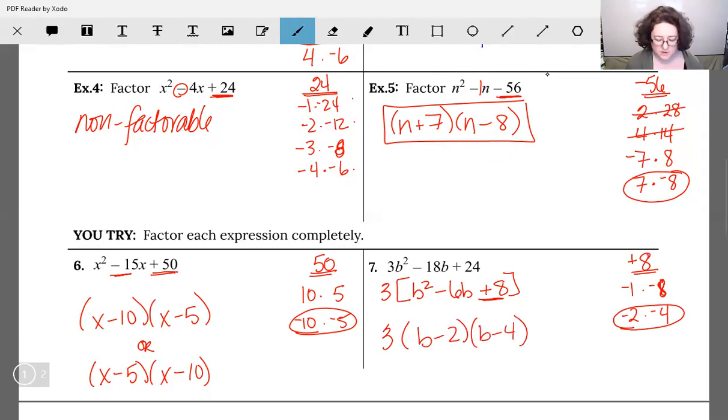And again, I could do this in any order as long as I'm keeping the b minus 2 and b minus 4 together inside a group.